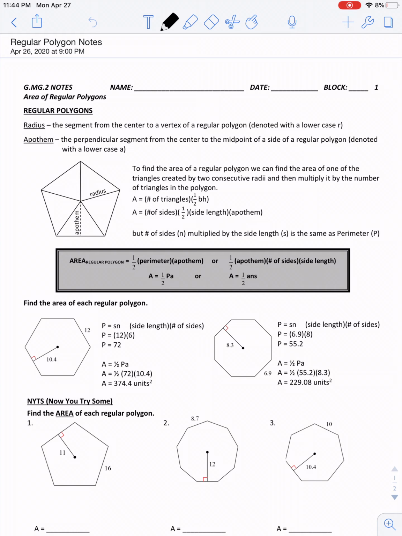All right. So remember when we talk about regular polygons, that means all the sides and the angles are the same. All the angles are congruent. All the sides are congruent. Well, there's a couple important pieces of information here. We have what is known as the radius. Kind of like the radius of a circle. It's from the center out to a vertex. Center to vertex. So a center to one of the angles on the outside.